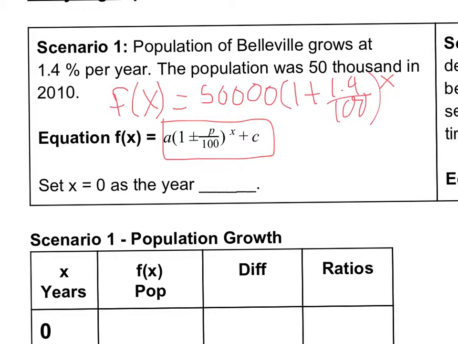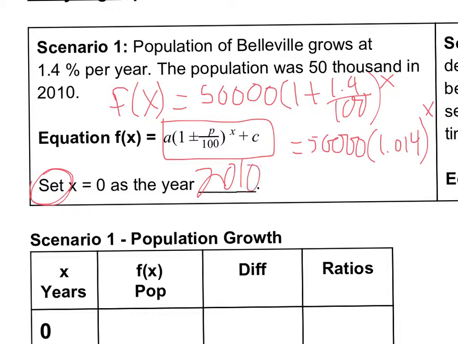There's not a segment that is not growing. One way I could shorten that is to write it as 50,000 times 1.014 to the exponent of x. One of the problems I did in class today used 50 instead of 50,000, but I think you need the 50,000 to get good enough data. We're going to set x equals 0 to the year 2010 because that's what's given. So that's our 0 year.